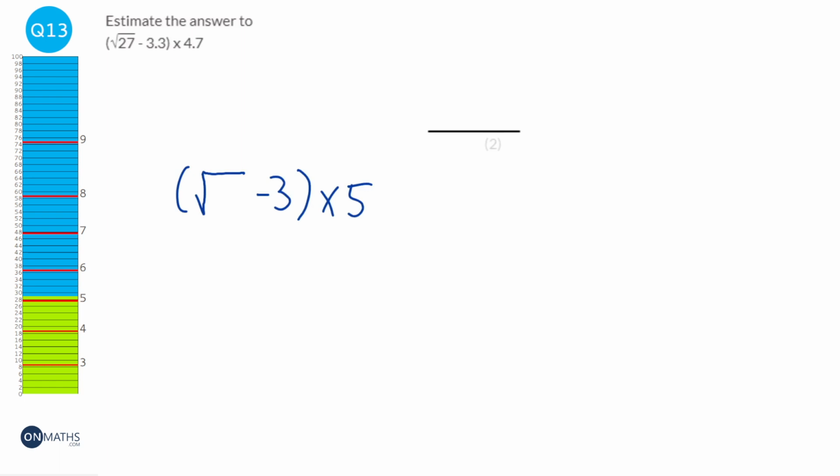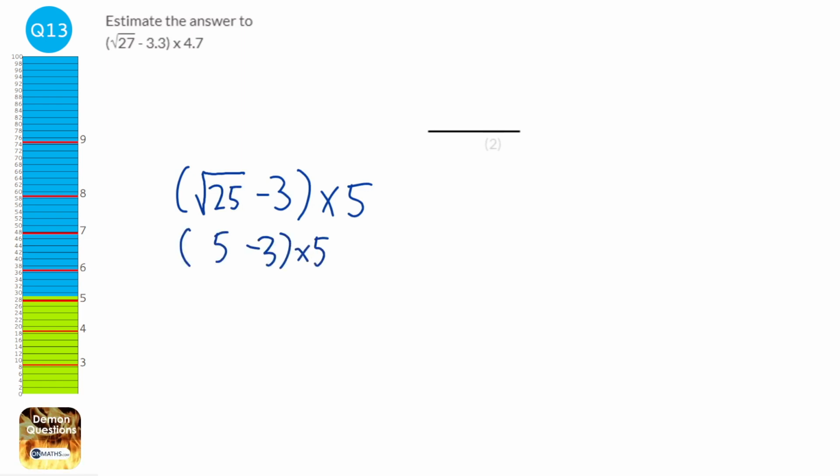Now 30 is no easier to work out. So square numbers are a bit of an exception. When you've got a square root, it's a bit of an exception. You've got to find it to the nearest square number. So 27 to the nearest square number is 25. So the square root of 25 is 5.